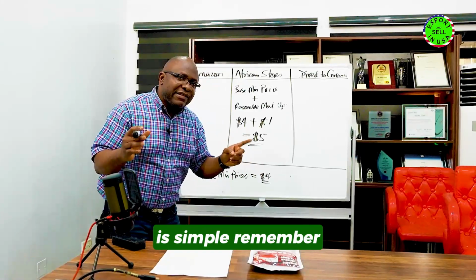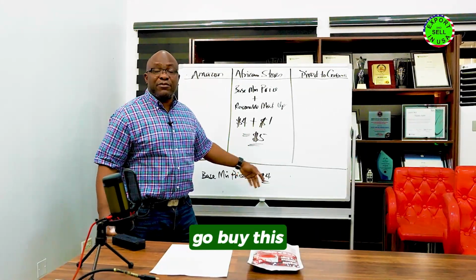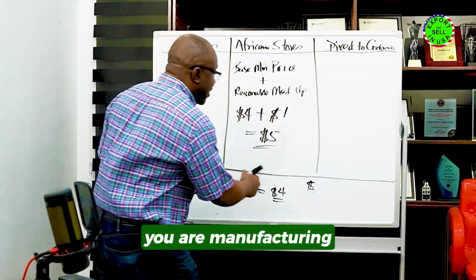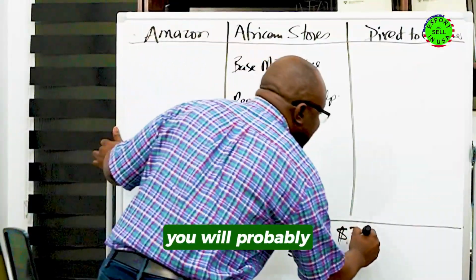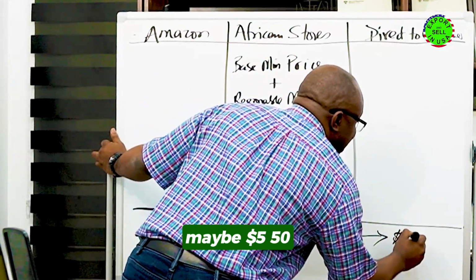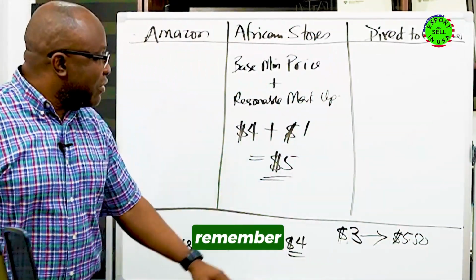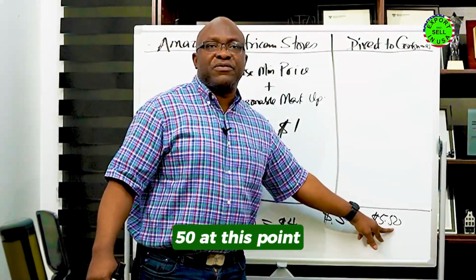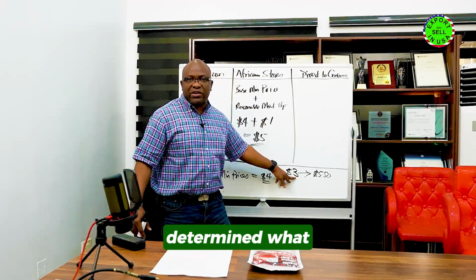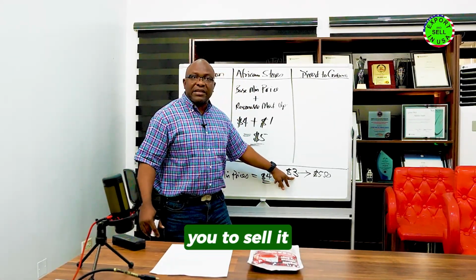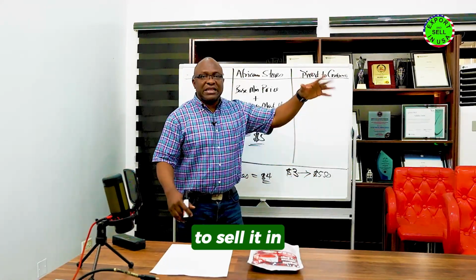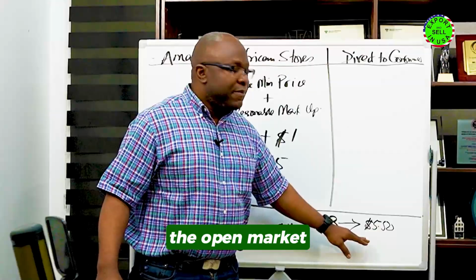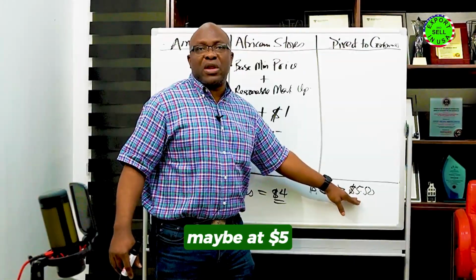Why does this work? It's simple. Remember, if they have to go buy this product locally, maybe in Ghana, in Nigeria, wherever you are manufacturing it, say for $3, you will probably sell it in the local market for maybe $5.50 or $6 thereabout. Remember, this is your base manufacturing cost, so you have to make profit. So you may sell it at $5.50. At this point, you have also determined what your minimum profit is for you to sell it. But you now add some extra to sell it in the local stores. So if they were to go to buy it in the open market, they may be forced to buy it at maybe $5 or thereabout.